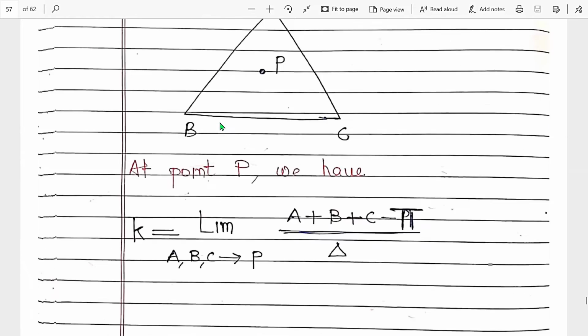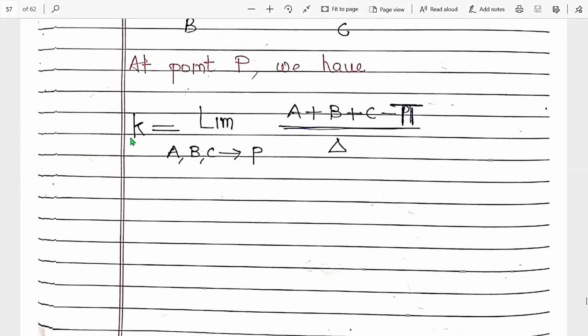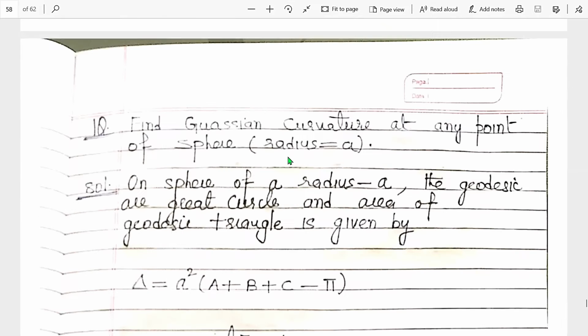Gaussian curvature. So this is the Gaussian curvature. The formula of Gaussian curvature is A plus B plus C minus pi over the area of the triangle, when A, B, C approach P. Clear? So this is a definition.